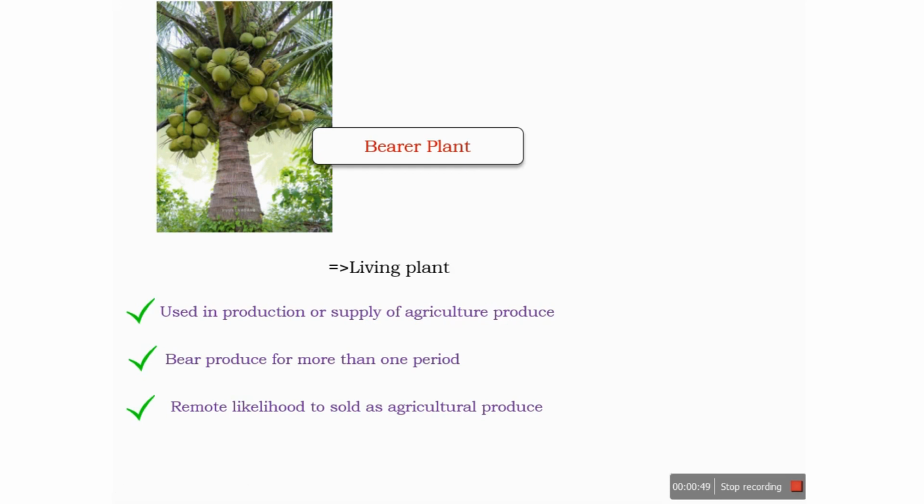If bearer plant is used for more than one purpose, that is, there is some other purpose also apart from production and supply of agriculture produce, for example, cultivated to be harvested as agriculture produce, it will not be covered under IND AS 16. In that case, IND AS 41 will be applied on bearer plant. So we need to check that the living plant is solely used for production and supply of agriculture produce. In that case, IND AS 16 will be applied. If it is used for more than one purpose, then IND AS 41 will be applied on bearer plant.